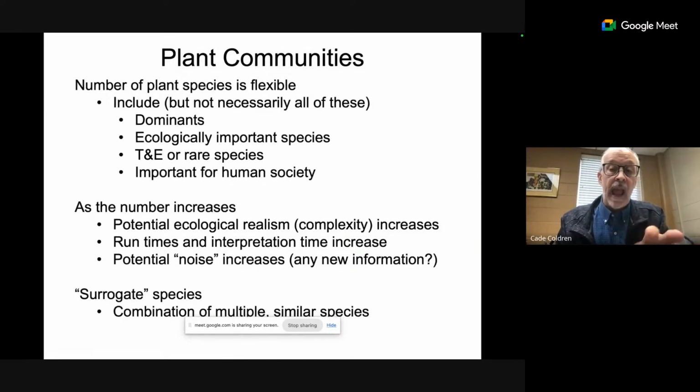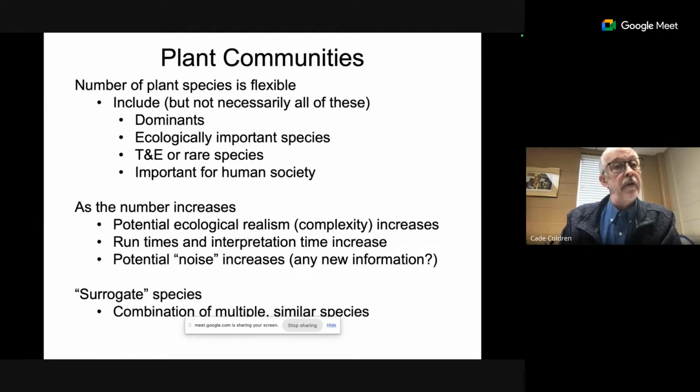But the problem that we have is, the more plant species we add, yes, there's potential increases in ecological realism, but it also has costs in terms of runtimes and interpretation time. So if you're trying to look at the outputs from the model and you're only having to look at 10 species as opposed to 50, it's a lot easier dealing with 10 versus 50. So that's what I mean by interpretation time.